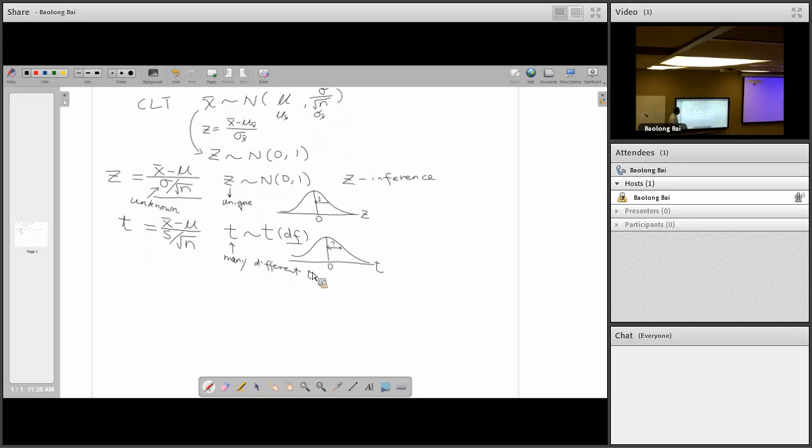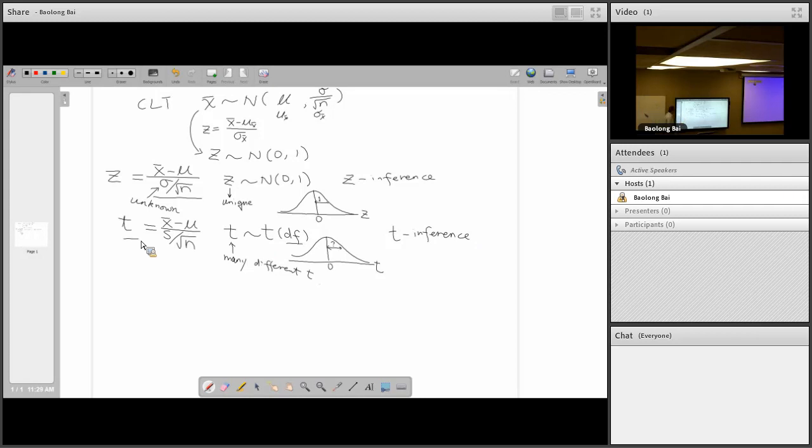But all the t distributions will be symmetric, bell-shaped, centered at 0. Then if we have a t distribution, we can use the t-statistic to do inference. We can do t-inference. And in this case, we no longer need to know the population standard deviation if we choose to do t-inference.